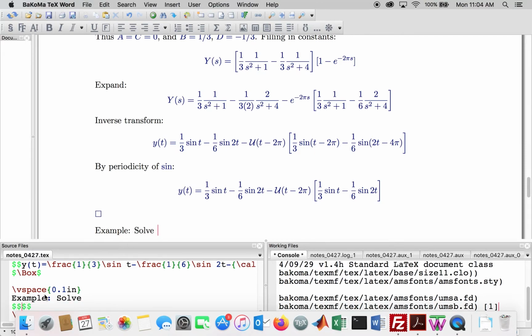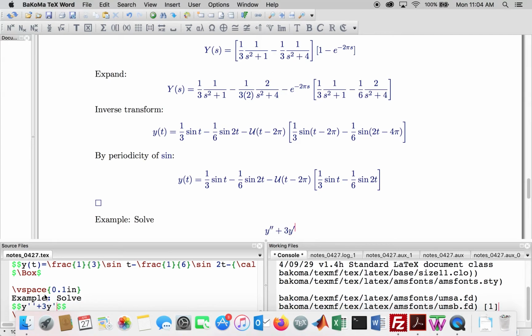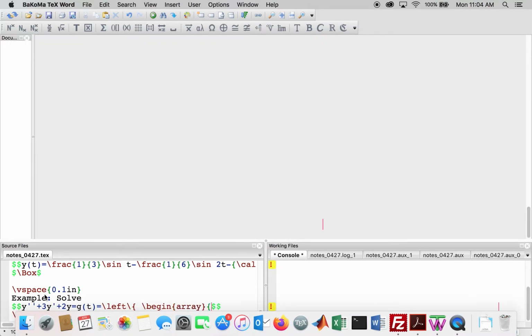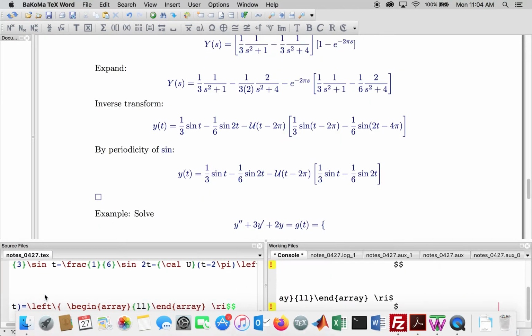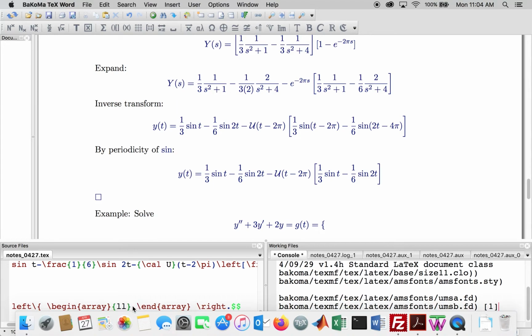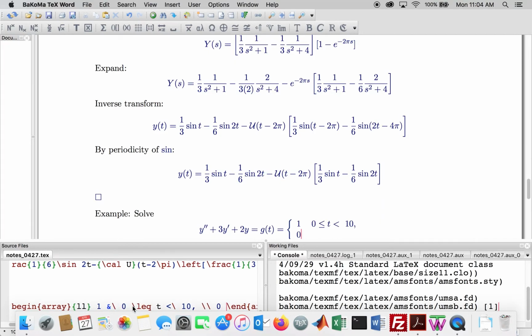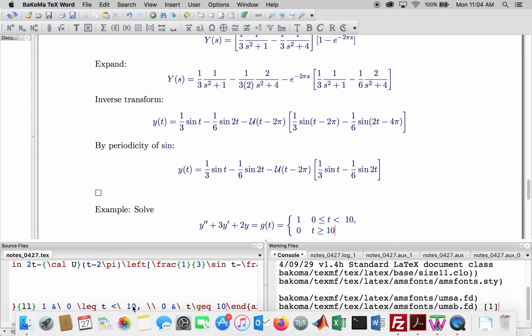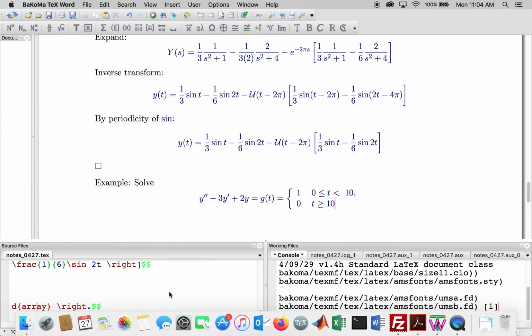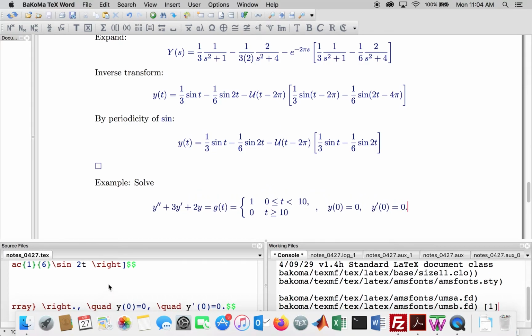Okay, so the problem is y double prime plus 3y prime plus 2y is equal to some function g of t, which is defined to be equal to 1 for t from 0 to 10, and then 0 for t greater than or equal to 10. And then we have initial conditions, y of 0 equals 0, y prime of 0 equals 0.